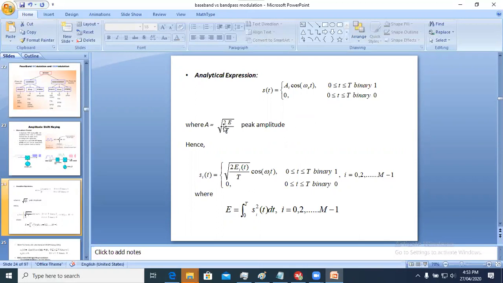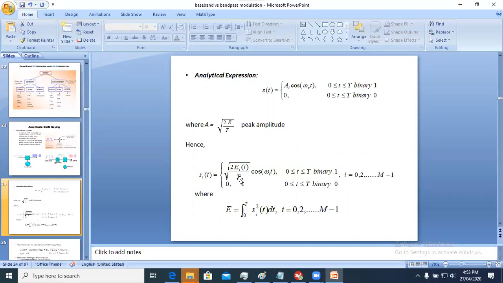And you know that the amplitude is square root of 2 by T, times square root of EB. So EB is the bit energy, and square root of 2 by T is the amplitude of the carrier. So when we represent the signal, we represent it by square root of 2EB by T.